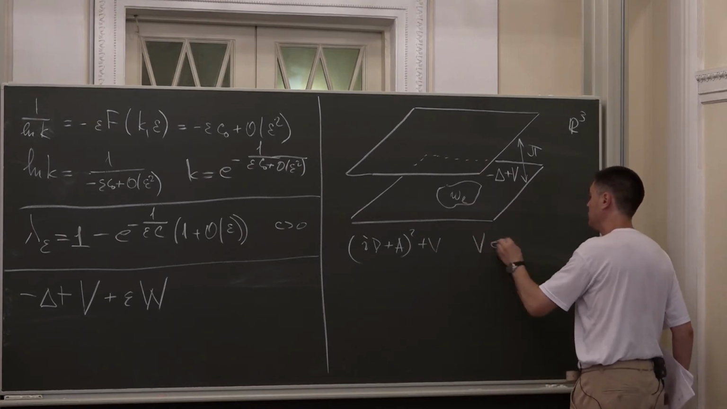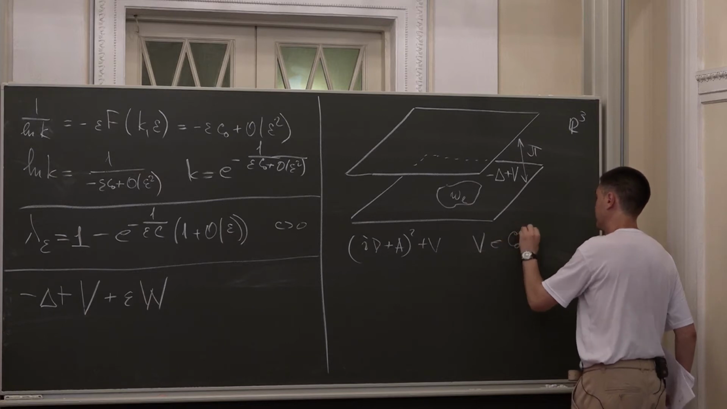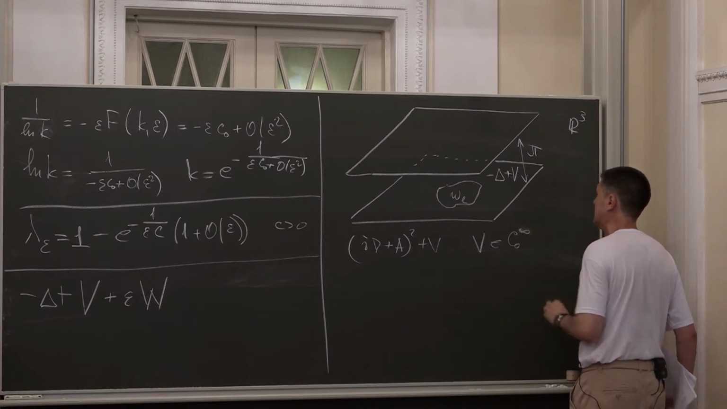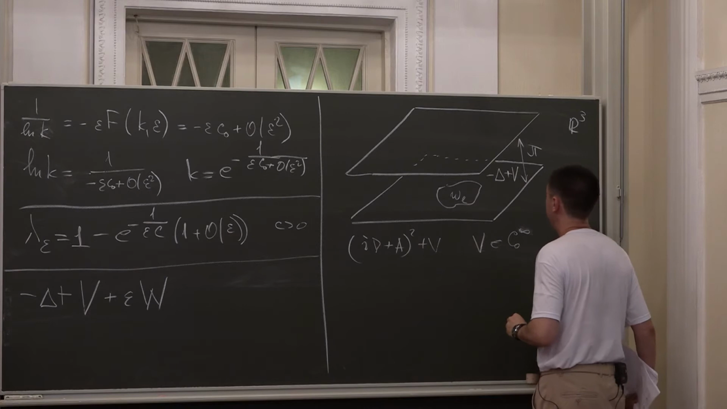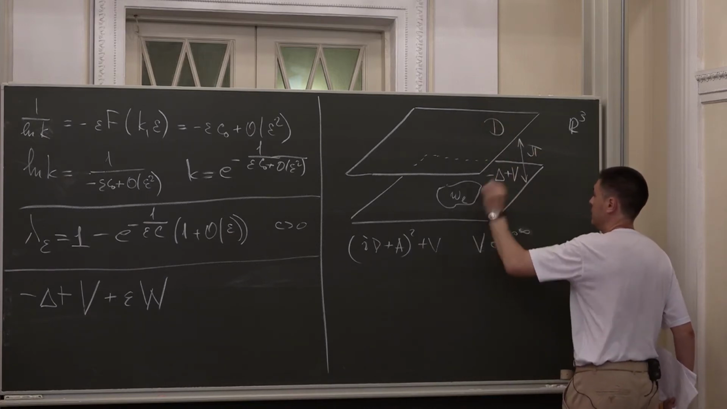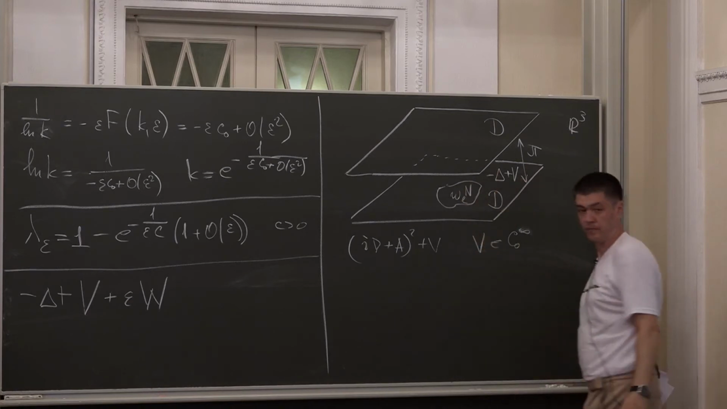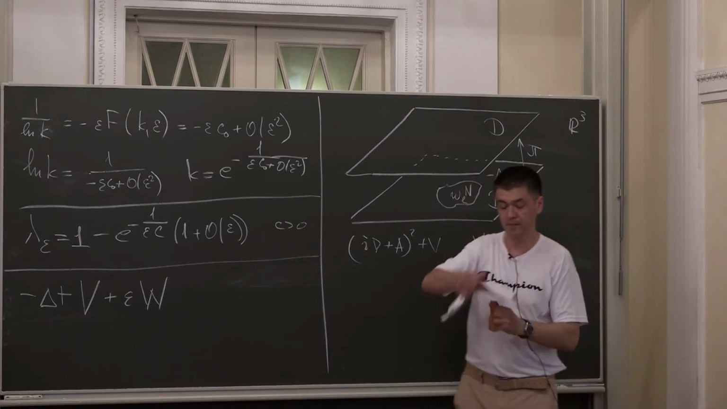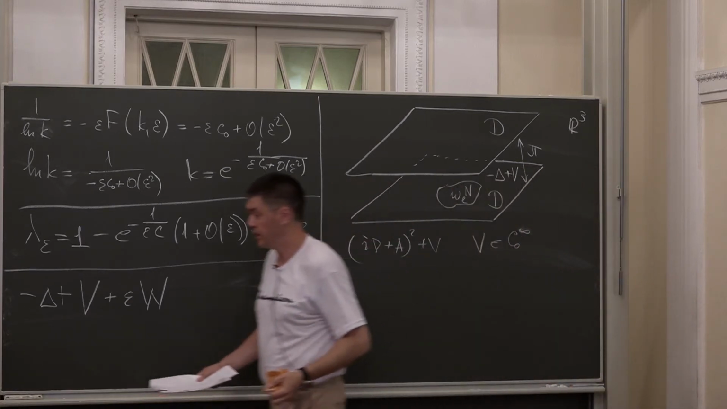And V is of compact support, say even C0 infinity. And the boundary conditions as follows. Here we have Dirichlet, and Neumann. So these are just 2 planes.